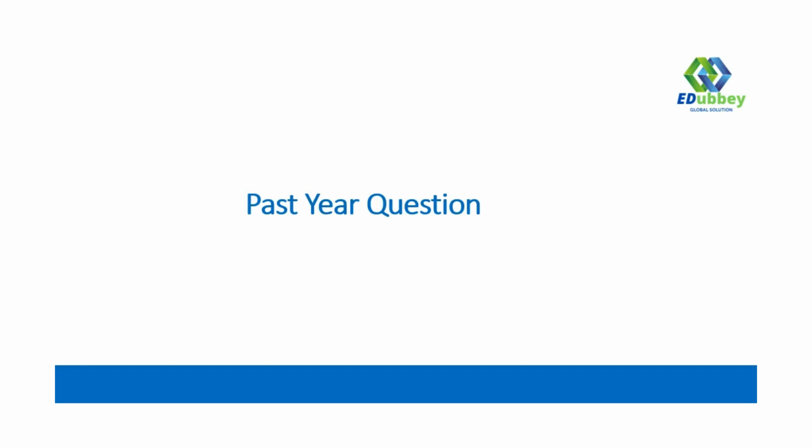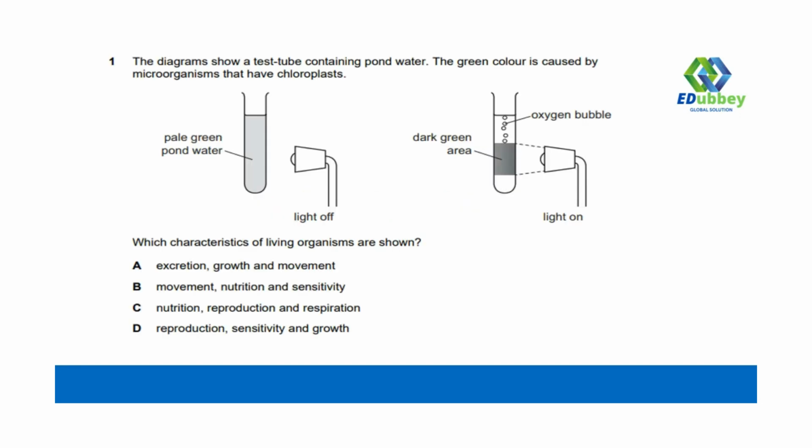Now, moving to the questions that I have attached to this. This question is from Cambridge. This diagram is showing us a test tube containing pond water. The green color is caused by microorganisms that have chloroplast. So we are asked which characteristic of living organisms is shown by this setup.